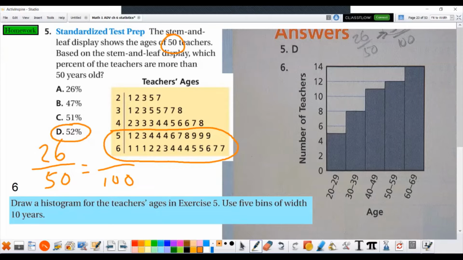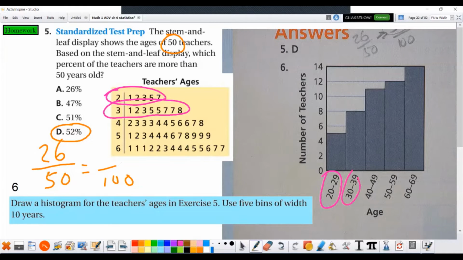The next one says to draw a histogram for the teachers' ages. That's over on the side, so I'll erase this. I made the age groups. I'll do the 20s right there, then the 30s, 30 to 39, then the 40s right here, 40 to 49, etc.